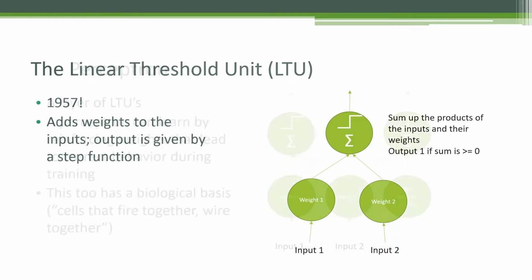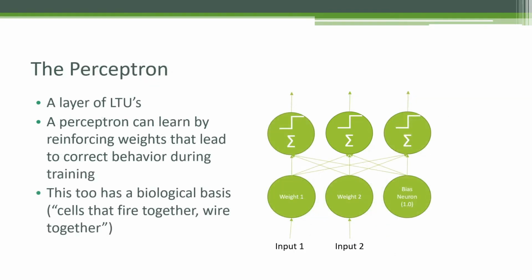So let's build upon that even further, and we'll create something called the perceptron. A perceptron is just a layer of multiple linear threshold units. Now we're starting to get into things that can actually learn, okay? By reinforcing weights between these LTUs that produce the behavior we want, we can create a system that learns over time how to produce the desired output. And again, this also is working more toward our growing understanding of how the brain works.